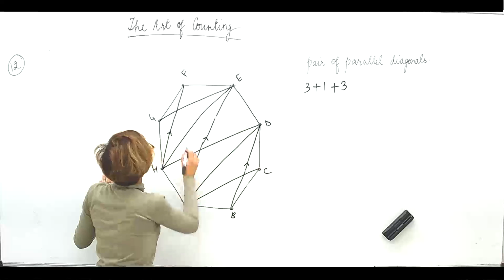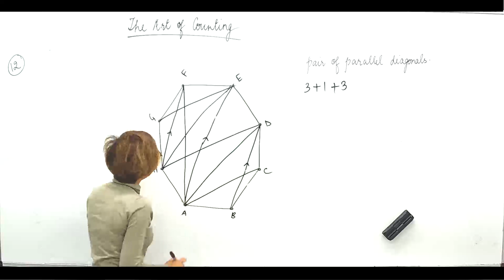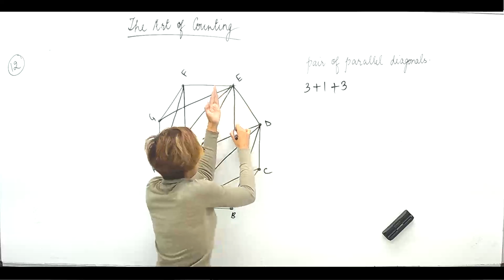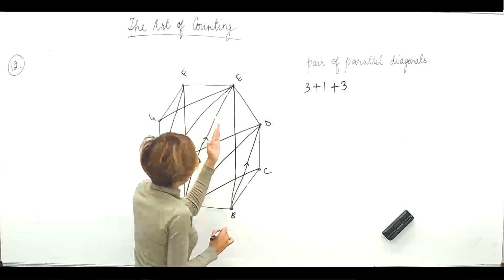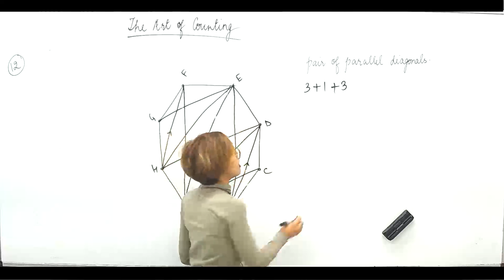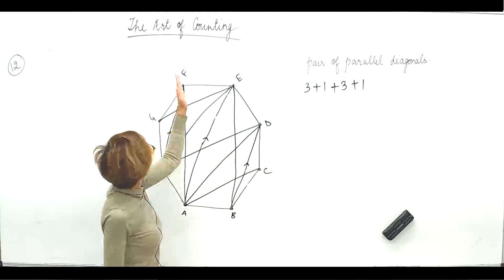Now let's do AF. Now we have to be very careful. So for AF, let's look for parallel diagonals. One will be this one. This and this. One pair of parallel sides. So plus 1. Now AF is also done.